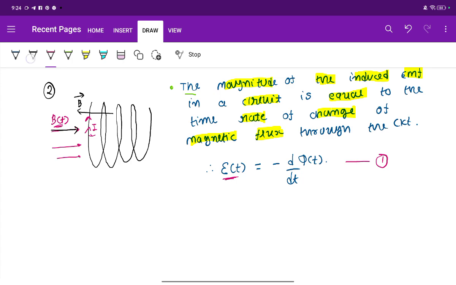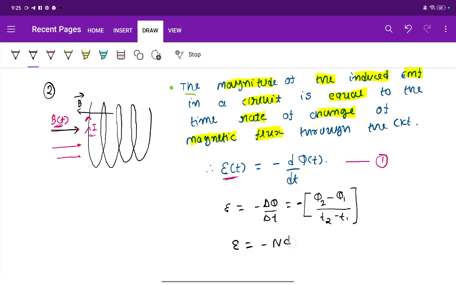Okay, so we can write this EMF as minus delta phi over delta t, which is negative of phi 2 minus phi 1 divided by t2 minus t1. Okay, and let's say if there were n turns inside the coil, then you can write this EMF this way: minus n multiplied by d phi by dt.